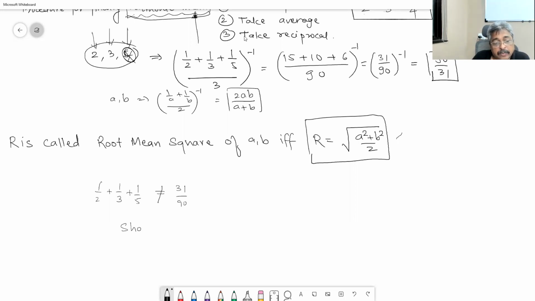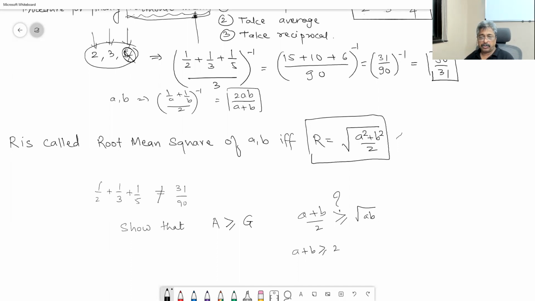Show that A is always greater than or equal to G. A is (a plus b) upon 2. We are supposed to prove that it is greater than or equal to root ab. Now a, b are positive numbers, so we are not doing anything. a plus b is greater than or equal to 2 root ab?